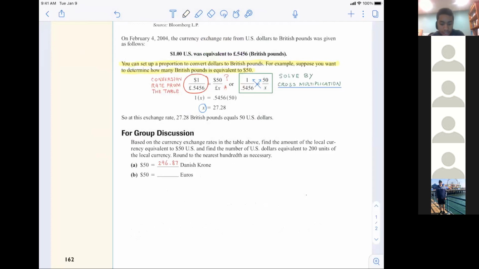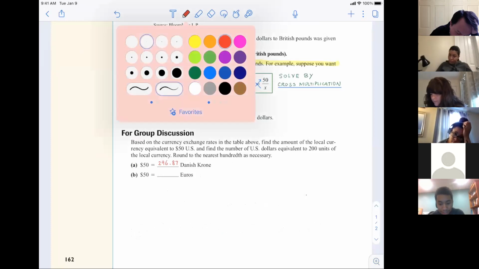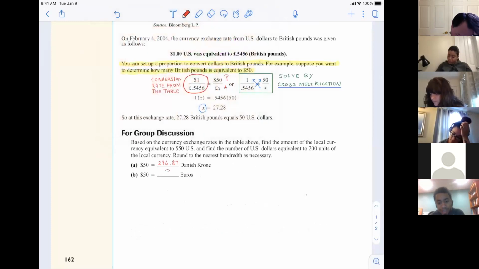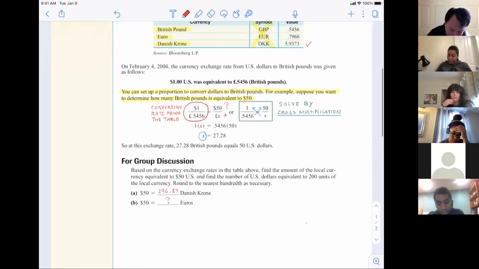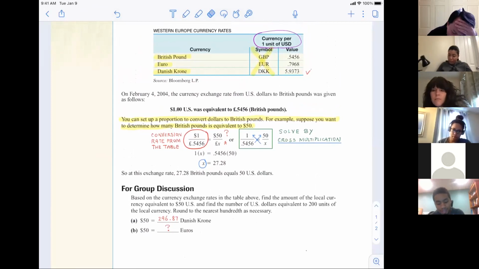This time, what are we trying to convert? $50 into euros, right? So see if you're able to come up with the amount of euro. Will you scroll up so we can see the table? Yes, absolutely. You're right. I need to show you the table. Very good. So now we are moving on to the euro.